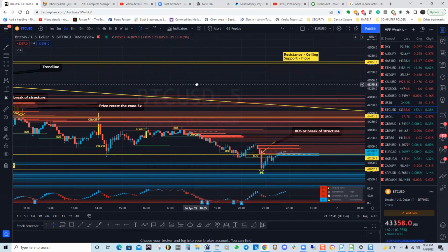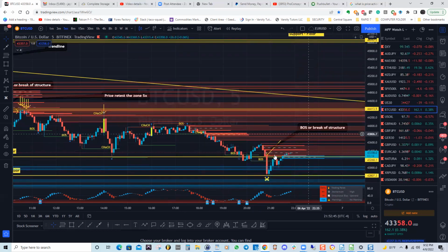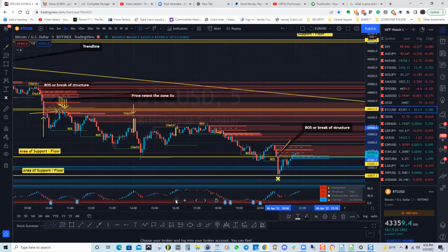Okay, let's see what we got here. All right. Well, look at this. This is BOS right here, and it says break of structure, and I have my text right here. So it matches up with this here. Look at that, break of structure. Let's look at the support and resistance zones.